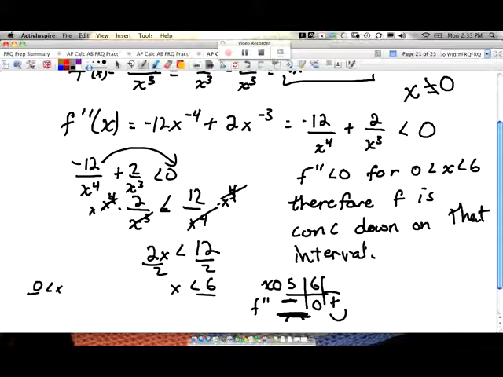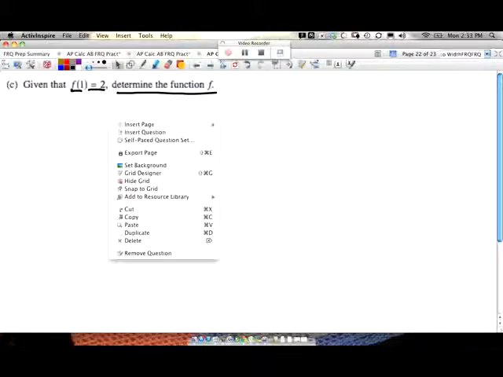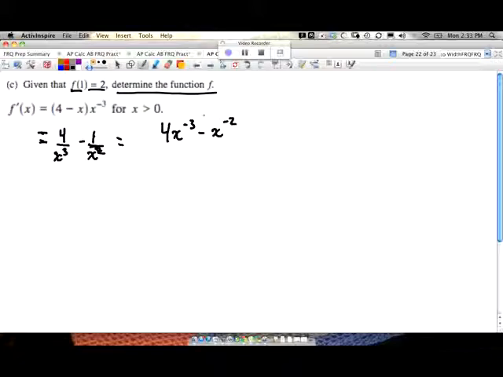Okay, let's finish this out. Given that f of 1 equals 2, determine the function f. Oh my goodness, that means we got to go back to the very beginning of the equation using this. So I have to take the antiderivative of it. So we did simplify this a little bit. We figured out that it was 4 over x cubed minus 1 over x squared, which was really 4x to the negative 3 minus x to the negative 2. And now what we have to do is take the antiderivative.